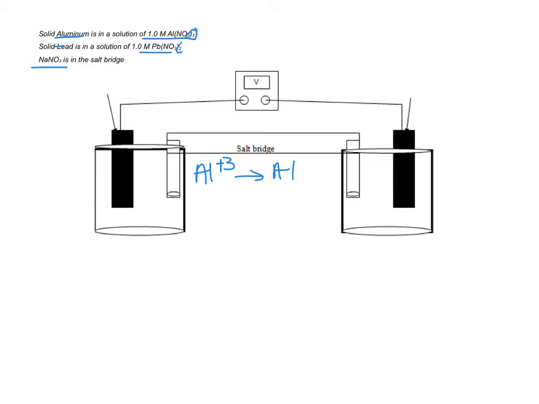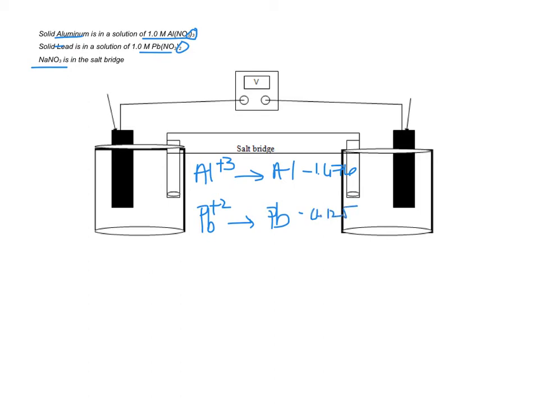And I'm going to do the same thing. We have Pb plus 2 going down to lead. And I want you to use your standard reduction potential sheet and write in the voltage associated with both of these. So aluminum gaining 3 electrons would have a voltage of negative 1.676. And then lead 2 ions being reduced to lead would be negative 0.125.